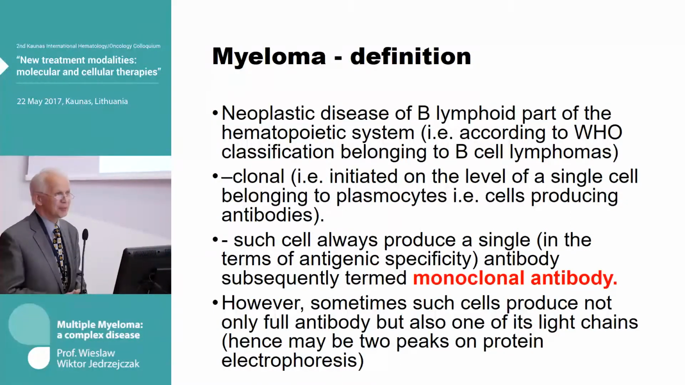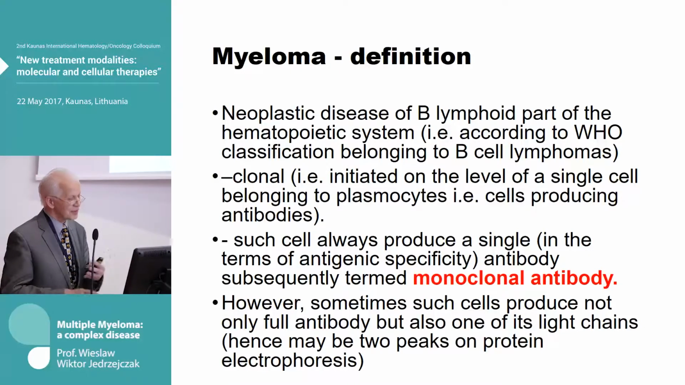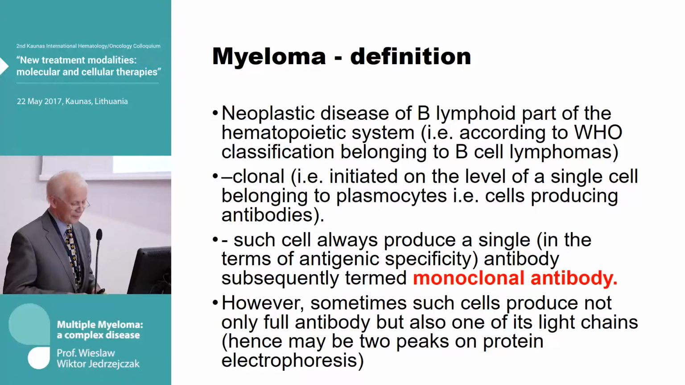But I'm supposed to tell you a little bit about multiple myeloma, which is a neoplastic disease of B-lymphoid parts, that from the point of view of current WHO classifications belongs to B-cell lymphomas. But as with all neoplastic disorders, this is a clonal disorder, meaning that it originates at the level of a single cell, which becomes the founding cell, and is then subject to further genetic modification that occurs both spontaneously or sometimes also induced by the treatment.